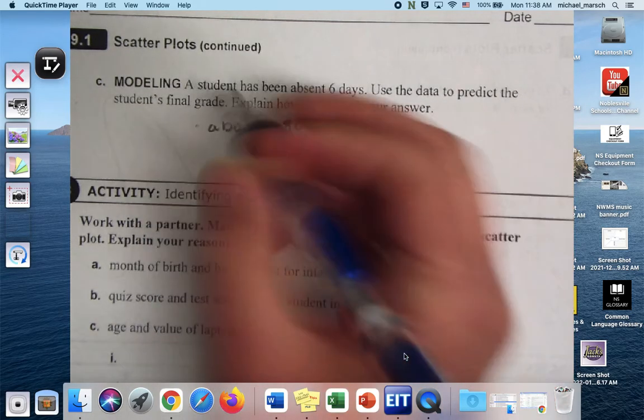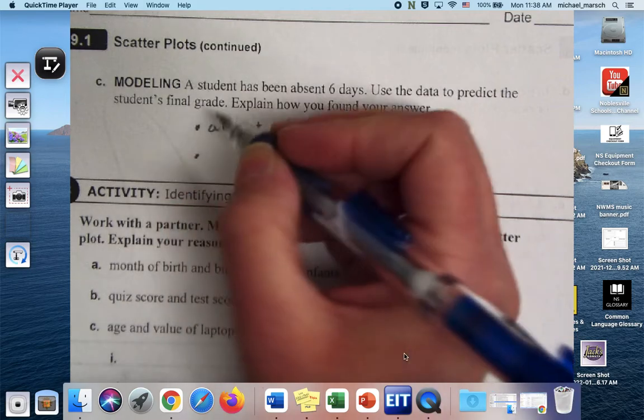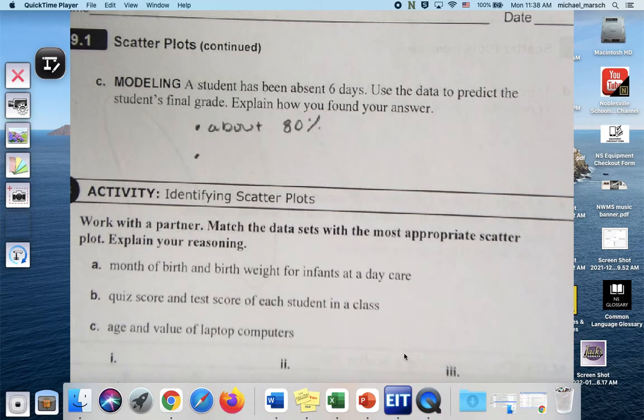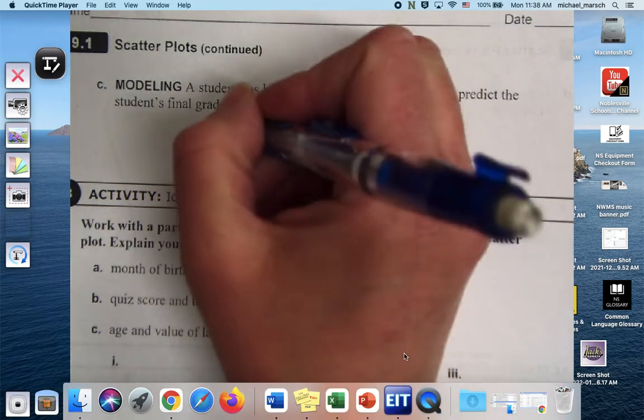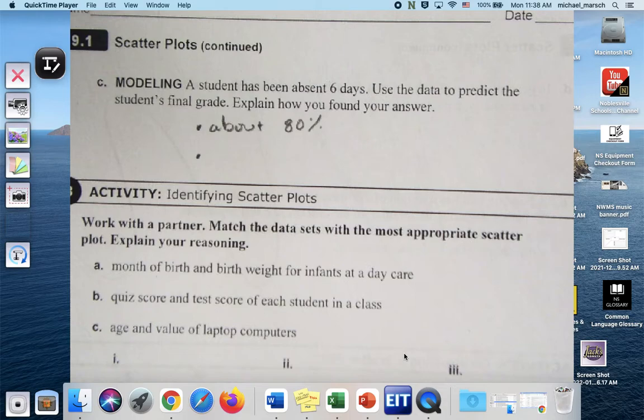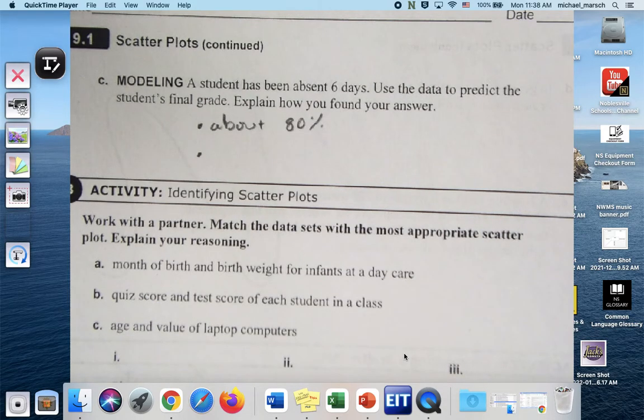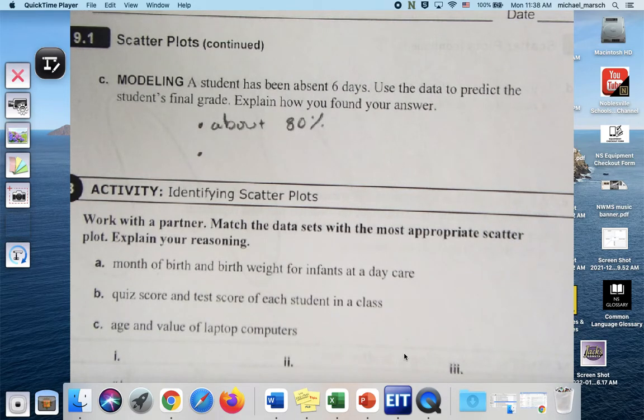And why? How did you know that would be about 80%? What about the scatter plot? Oops, it's not unfrozen, sorry. What about the scatter plot tells you that that's going to be about 80%? How'd you know? You're right, but how did you know? Anybody want to help me out? How did you know it was about 80%? Maggie, how'd you know? Follow the line.